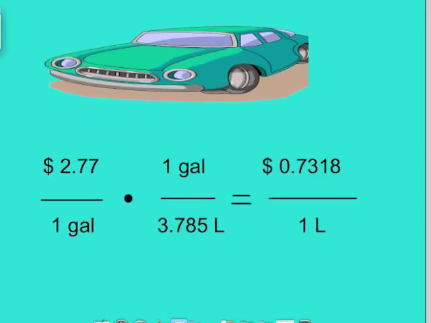Here at the gas station, we see that the price is $2.77 per gallon. In Europe, they use liters instead of gallons. Let's convert. When converting gallons to liters, it is a little different. Since it is $2.77 per gallon, our gallons are in the denominator. We then look at our table and see that it is 3.785 liters per gallon. We multiply across, our gallons cancel out, and we are left with 73 cents per liter.